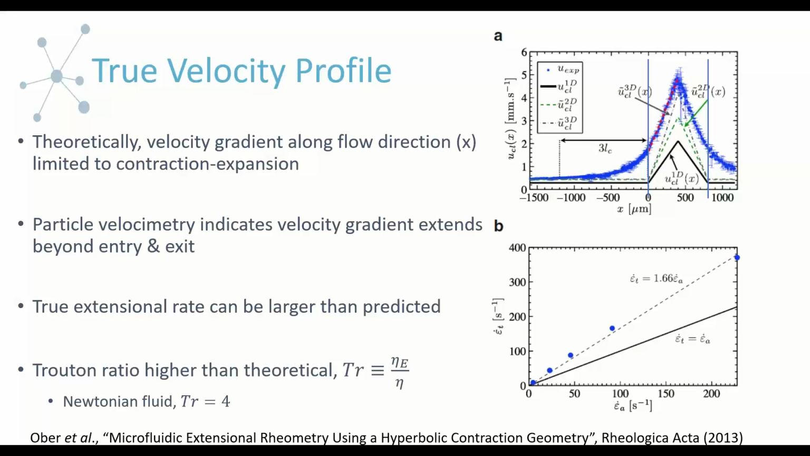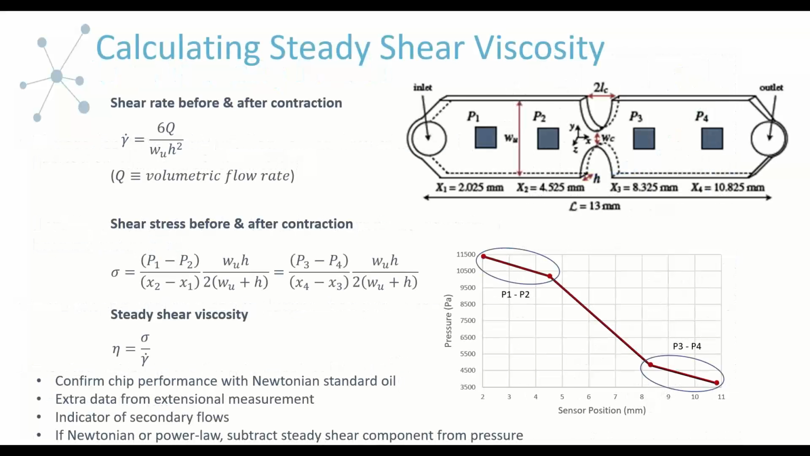So what we can do, however, is calculate steady shear viscosity values from our pressure profiles. As we mentioned in the intro, this will benefit us in confirming the performance of the chip. But you can also use this to get additional data for some of the analysis, and we'll talk about that in a moment. Just to show you how it is possible to get steady shear viscosity from the data of the extensional chip, we're going to cover that in this slide.